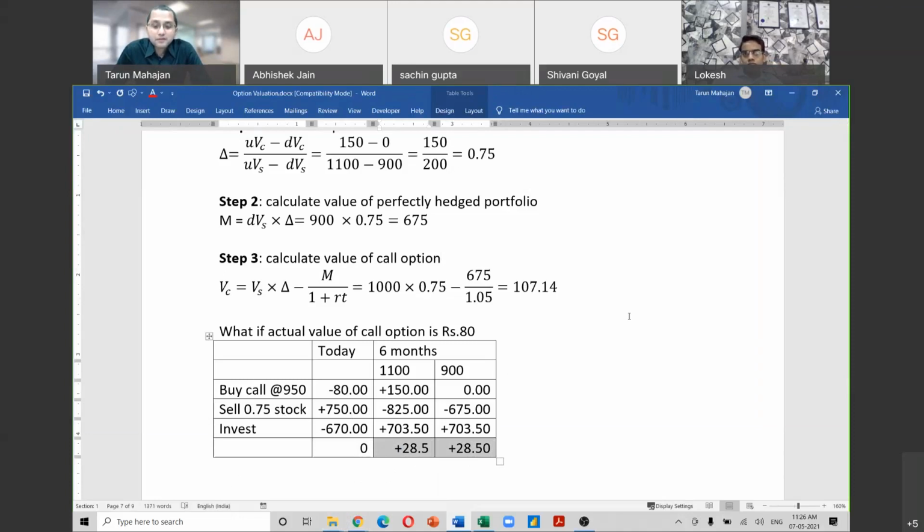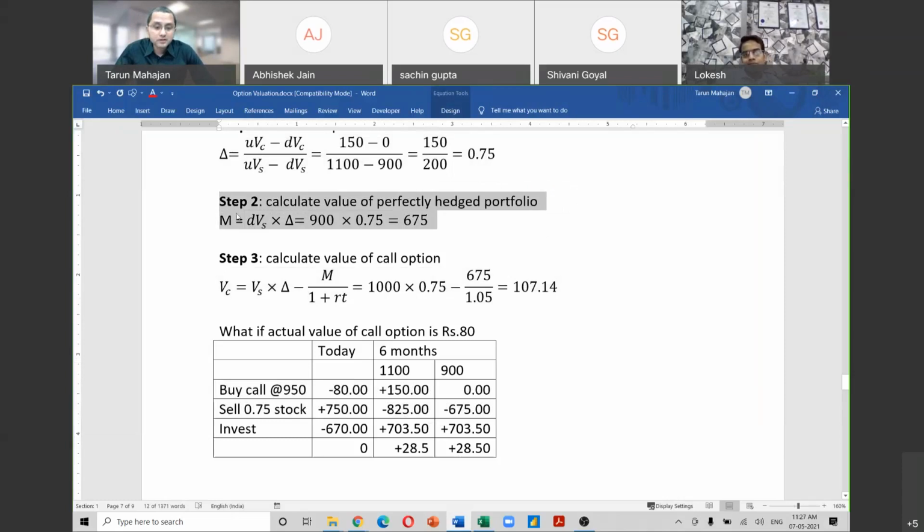This is called perfectly hedged portfolio. In fact, if I consider only this part, this is the perfectly hedged portfolio. Even if the price falls, I'm getting 675 and 0. That is 675. If the price rises, I'm getting this 825 and 150. Again, the net of these two figures is 675. This is 675. This is also 675. And that's why I was saying that the value of perfectly hedged portfolio is 675.